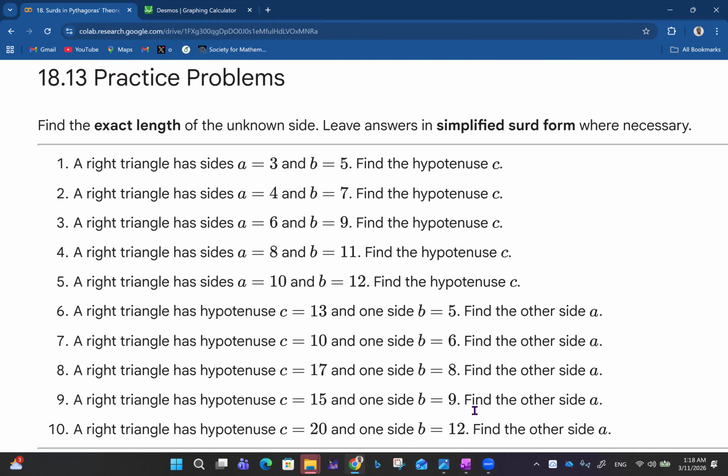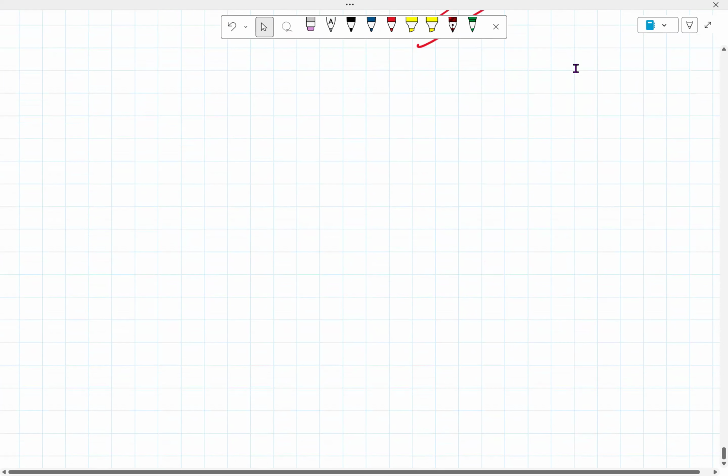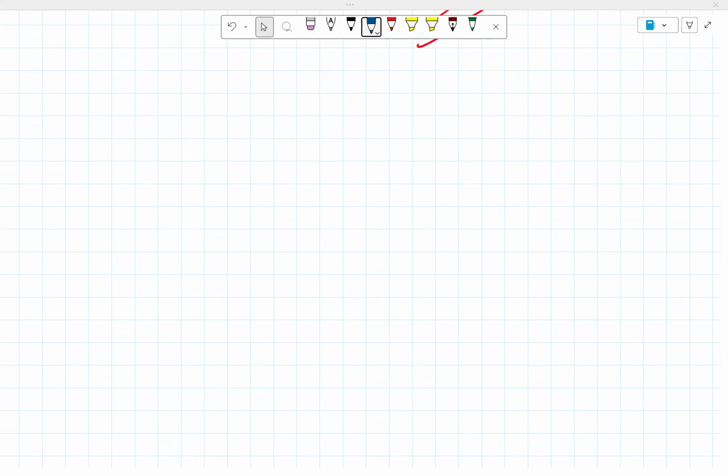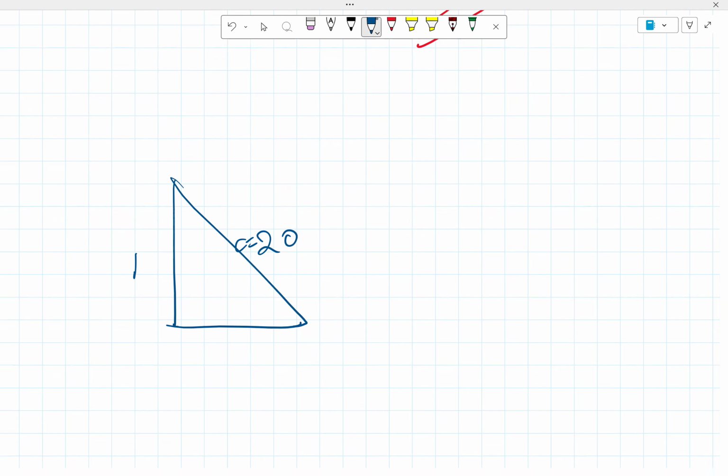So it's time to answer questions here. I'm just going to take 10 and 20 and get going. A right triangle has hypotenuse C equal to 20, and one side B is 12. Find the other side. So here we have the hypotenuse 20, that's our C, and B is 12. A is what we are looking for.